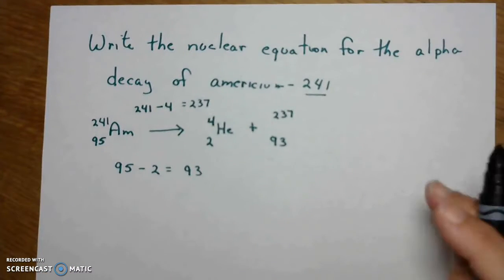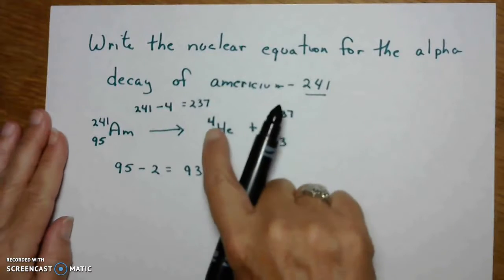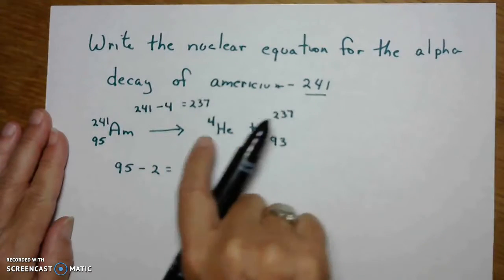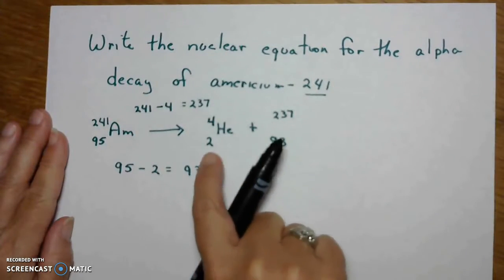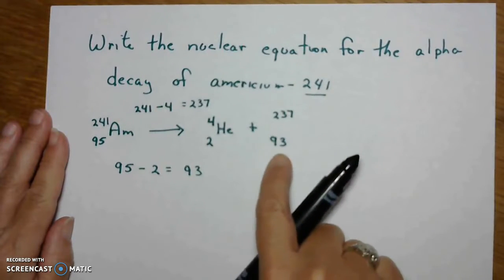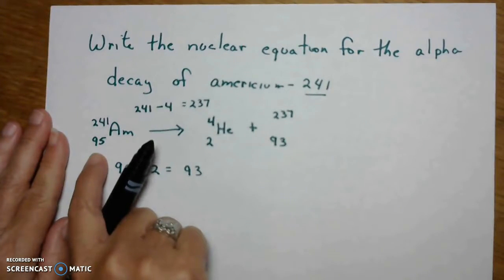Okay. We can double check ourselves. 4 plus 237 is equal to 241. 2 plus 93 is equal to 95.